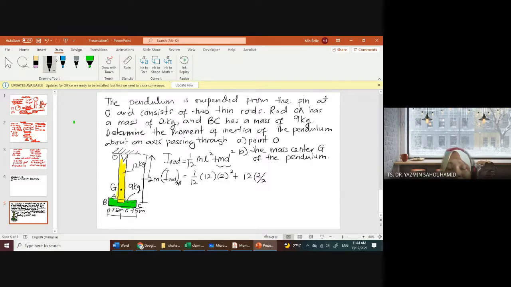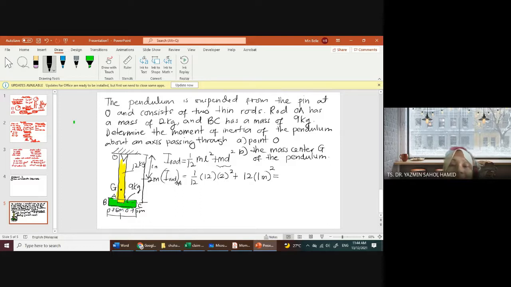Berapa, guys? What is D? What is Y bar? Panjang ni berapa? Panjang rod tu 2 meter. So, kalau Y bar, Y bar sama dengan apa? Half of the length sampai ke point O. Betul tak? So, berapa length ni? 1 meter. So, maksudnya D adalah 1 meter, 1 meter squared.